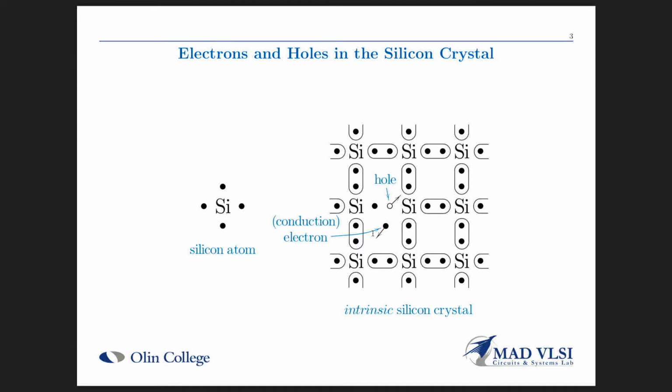And just to give you an idea of how unlikely this sort of thing happens to be, at room temperature, the average thermal energy would be something like kT, which is about 25 milli-electron volts. So 1.1 electron volts is actually quite a lot of energy compared to the average thermal energy of an electron at room temperature. So this is not a very likely thing to happen, but it does happen.